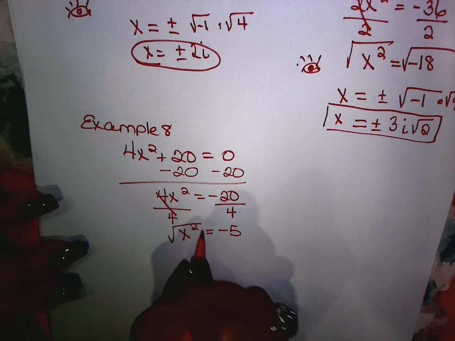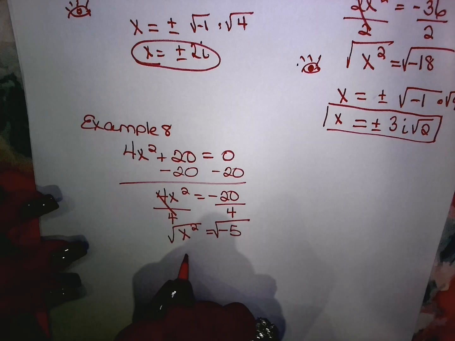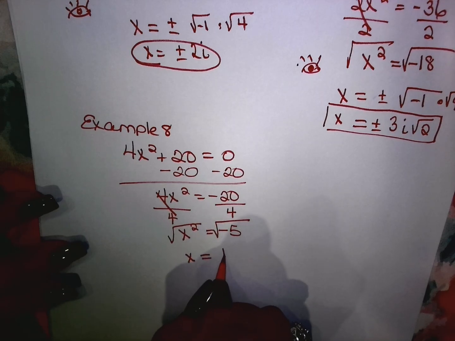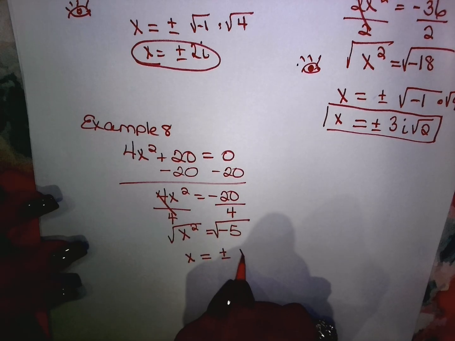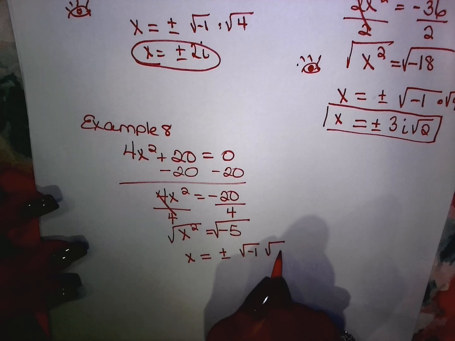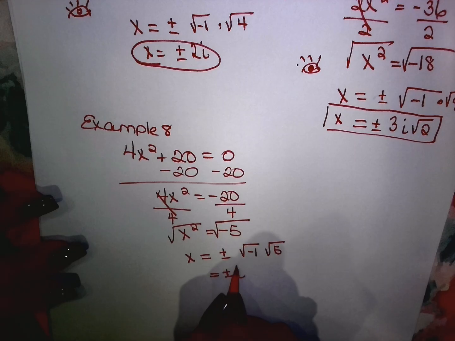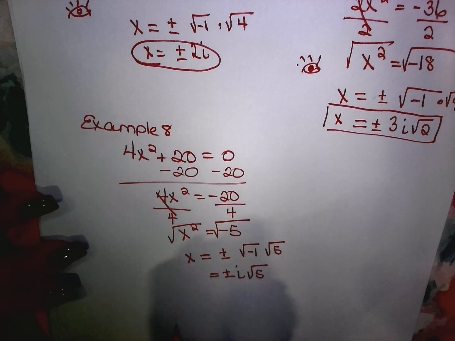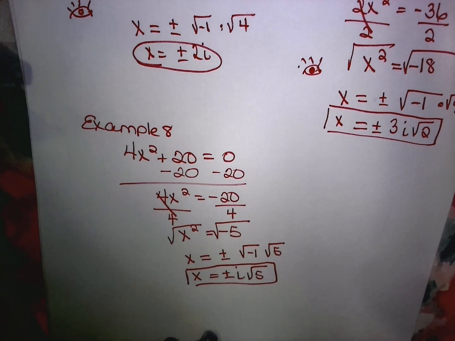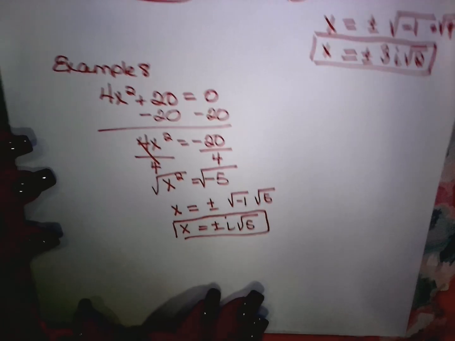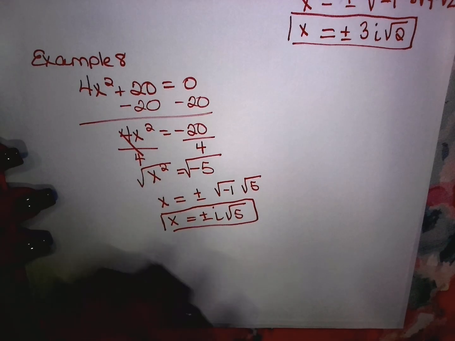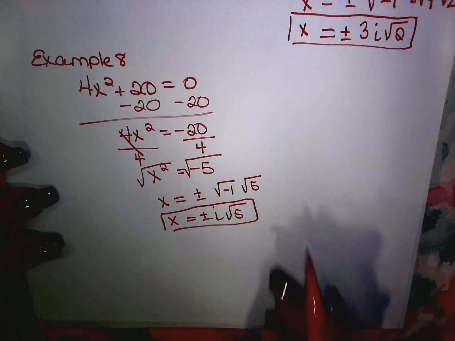Then we're going to take the square root of both sides. So x equals plus or minus, and we're going to separate this into the square root of negative 1 times the square root of 5. The square root of negative 1 we know is i, and then the square root of 5 we can't do anything about. So these are the two solutions to that quadratic equation. Well, let's graph this.